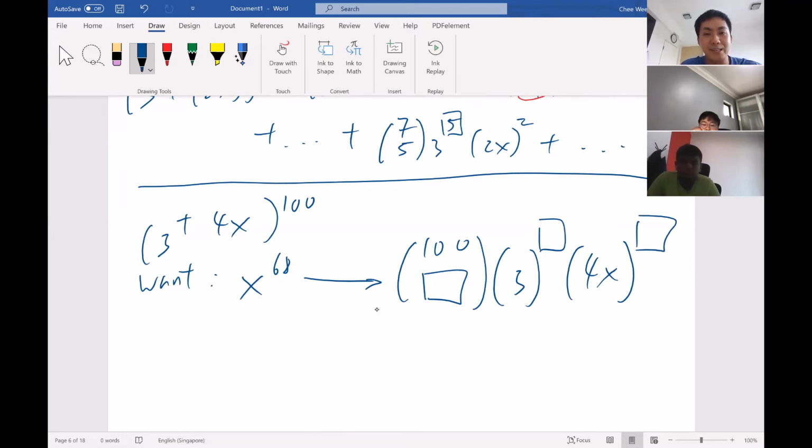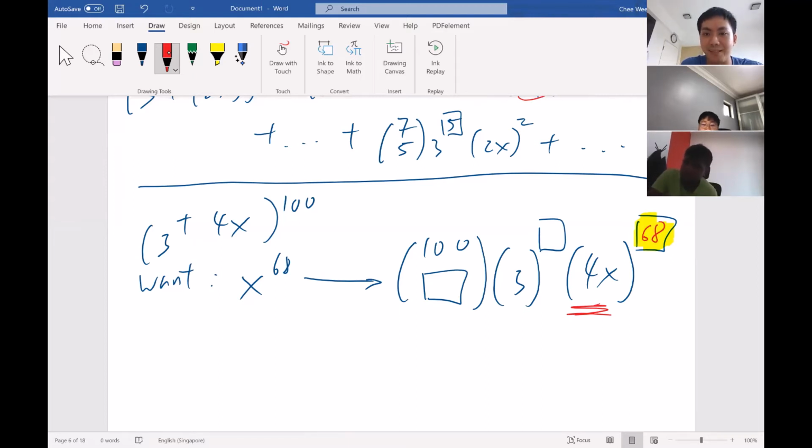Okay, so in this case, the question wants power 68. So Pavan, what do you think the third square should be? This yellow box here. 68. 68, okay, because only this guy contributes to x. So only he will determine the powers of x in every subsequent term. And since the question asks for 68, this guy must be 68 then.